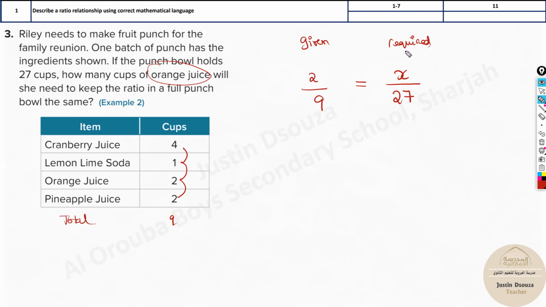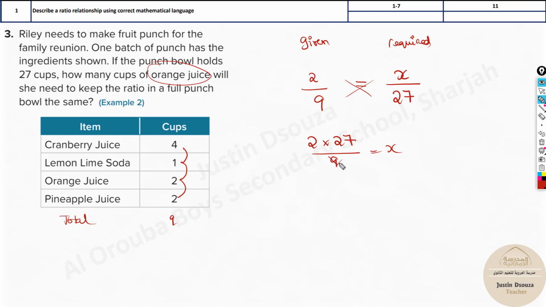Now you need to solve this by cross multiplying. Take this 27 to the other side. It will be 2 into 27 divided by 9 equals x. How would you solve this? You need to know the tables. I hope you know the tables till 10 at least. So what is the table of 9? 9 one time, 9 three times. This is one way. Otherwise, if you know the table of 3 also you can solve.